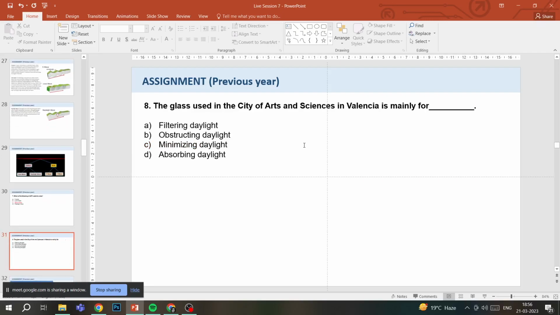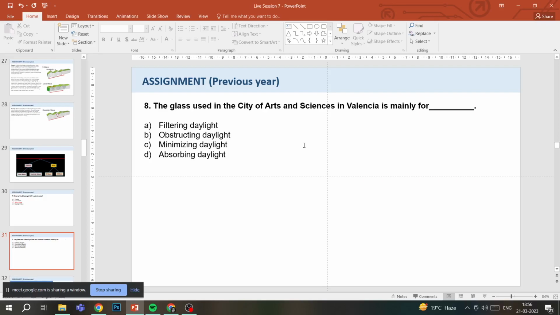Moving to question number 8. The glass used in the City of Arts and Sciences in Valencia is mainly for filtering daylight, obstructing daylight, minimizing daylight, or absorbing daylight. So we will see first how the City of Arts and Sciences in Valencia looks, and then we will answer this question, because on the basis of how it looks, we can very easily answer this question.